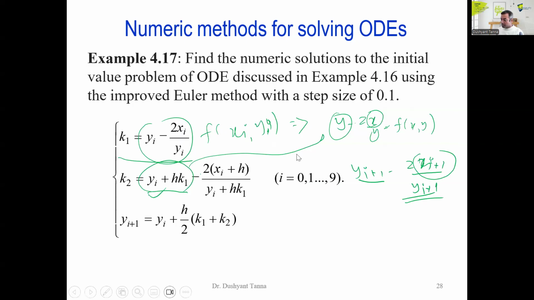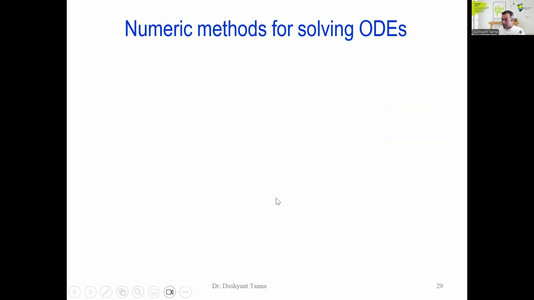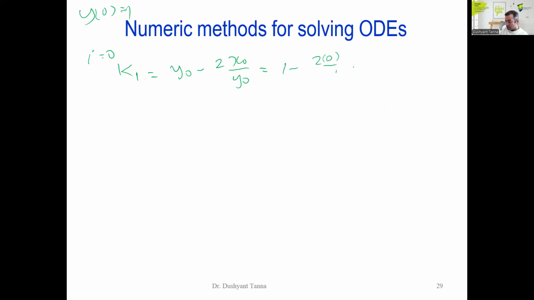Okay, don't forget the initial part. H is the same. We were given the condition y of 0 is 1. So we'll start with the first part, i is equal to 0. If i is 0, your first part is k1, which is y0 minus 2x0 over y0. Replace all the values. We remember y of 0 is 1, that means x is 0 and y is 1. 1 minus 2 times 0 over 1, that is 1. So I got my k1 as 1.